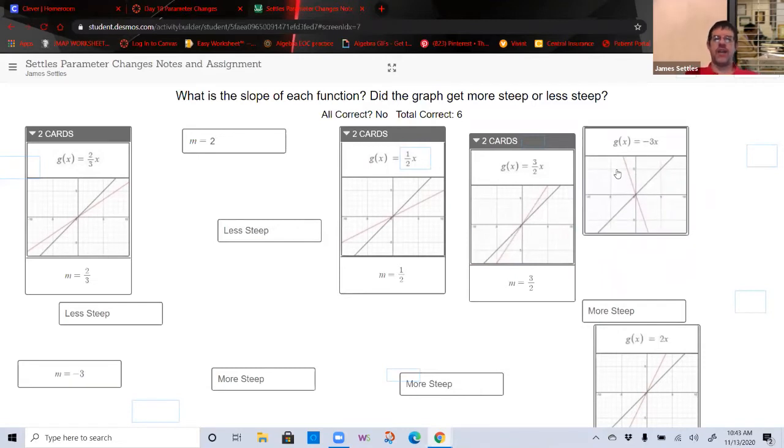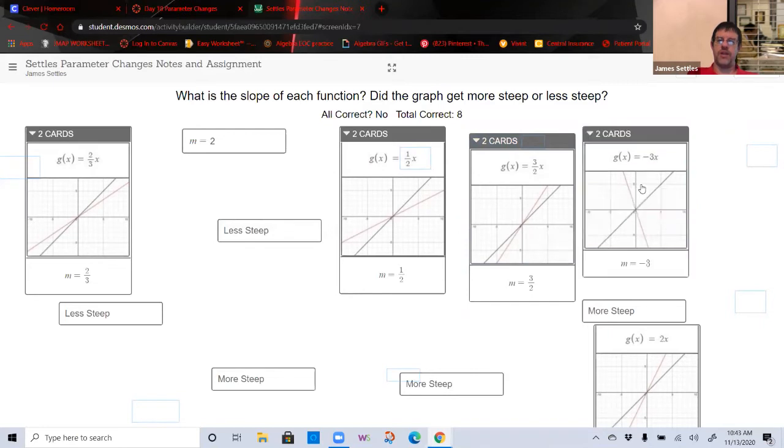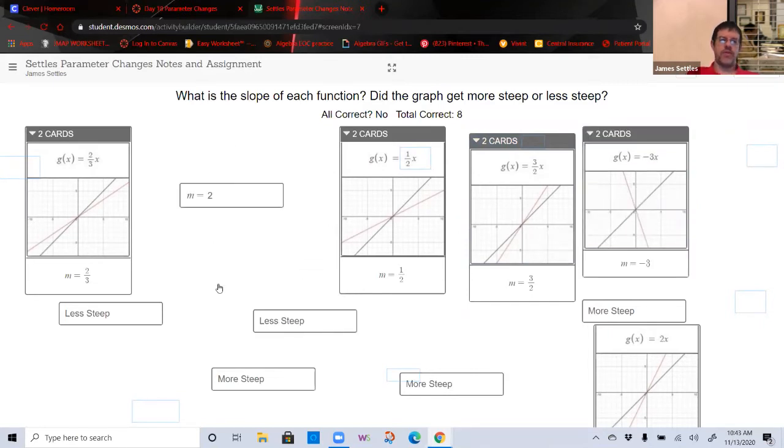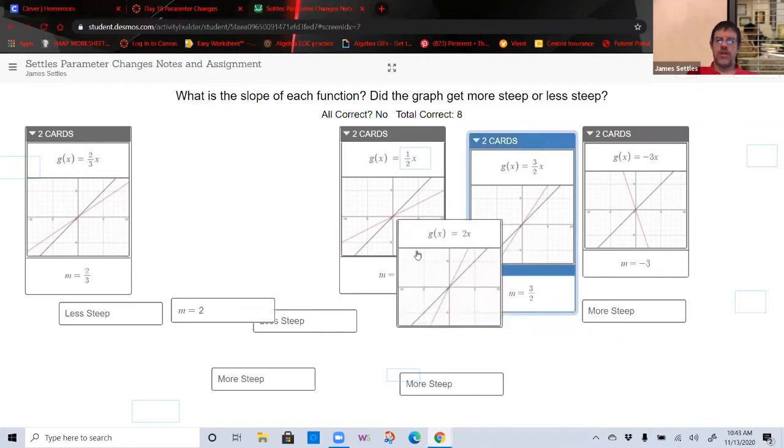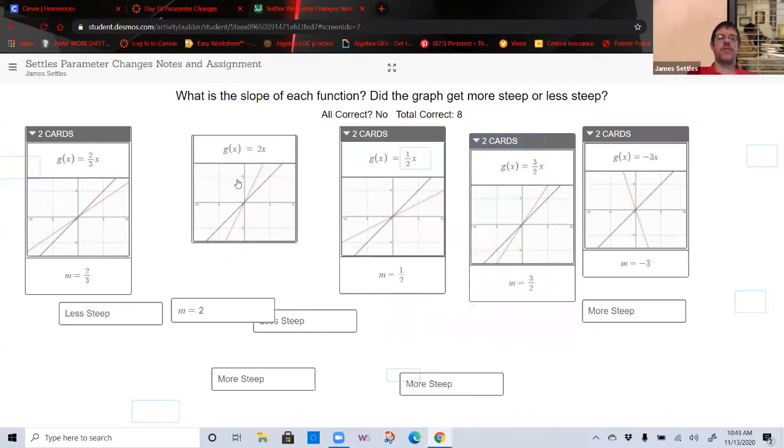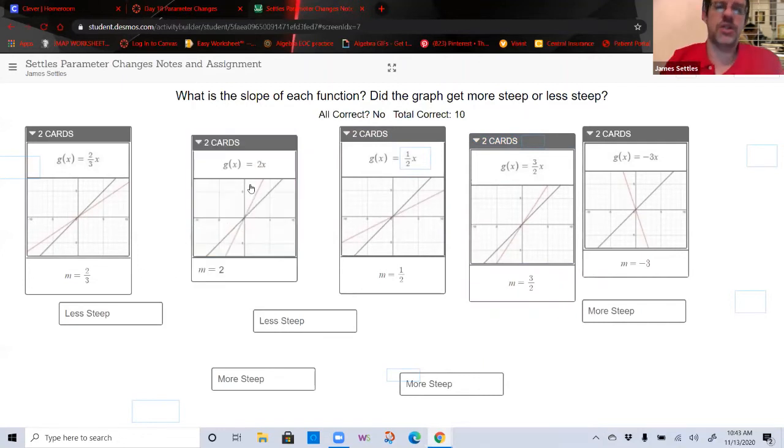I'm going to find -3x and find the slope that says -3. And then I'm going to move the negative or positive 2x and the positive 2. Okay, so if all you've done is match the slopes, it should say that you've got 10 correct. Right.